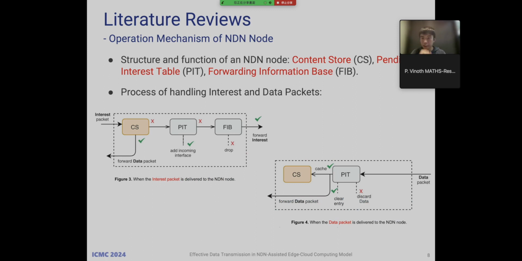In discussing the operational mechanism of an NDN node, we underscore how these nodes process data and interest packets. This approach is different from the IP-based processing in traditional systems and leads to more efficient data transmission and retrieval, as illustrated in our model.